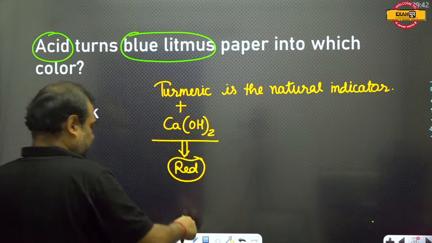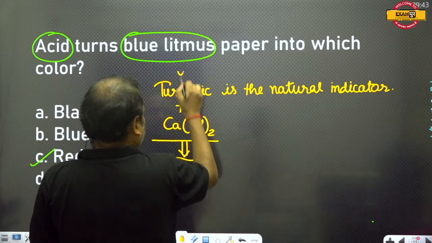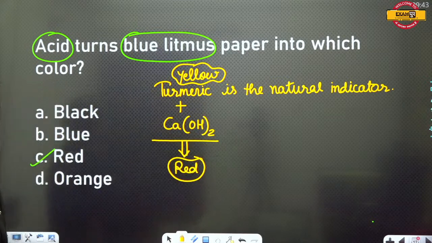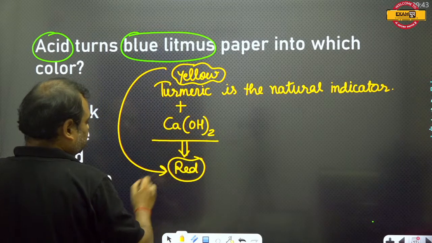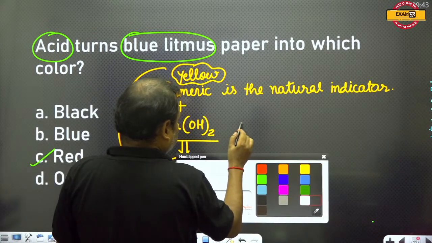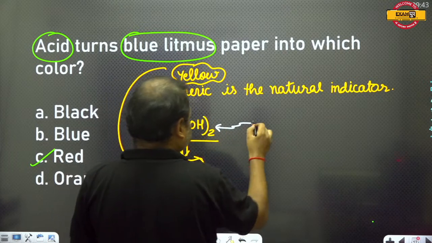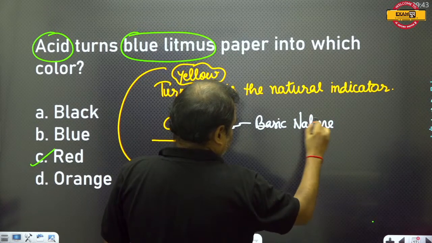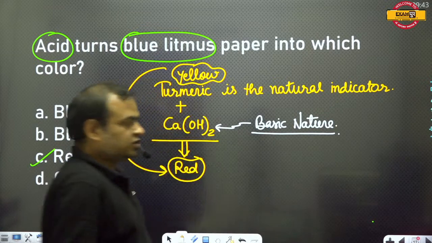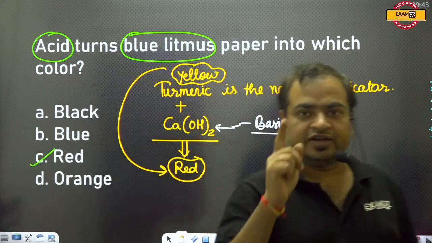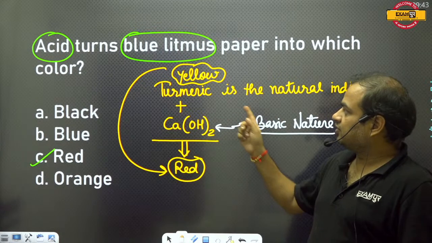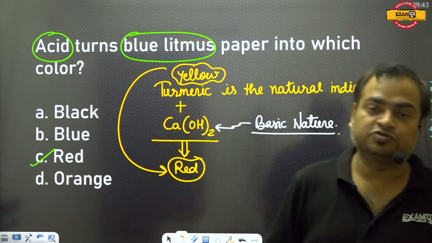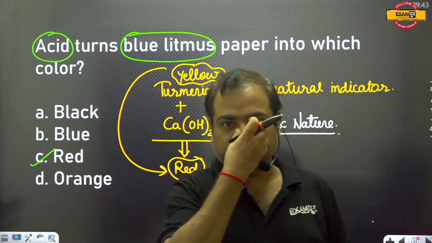Generally turmeric is of yellow color. This yellow color turned into red color, and hence we can say that the solution mixed with the turmeric is of basic nature. So if you are asked to mention one natural indicator, you can say, as an example, turmeric, which is used to know whether the given solution is basic or acidic.